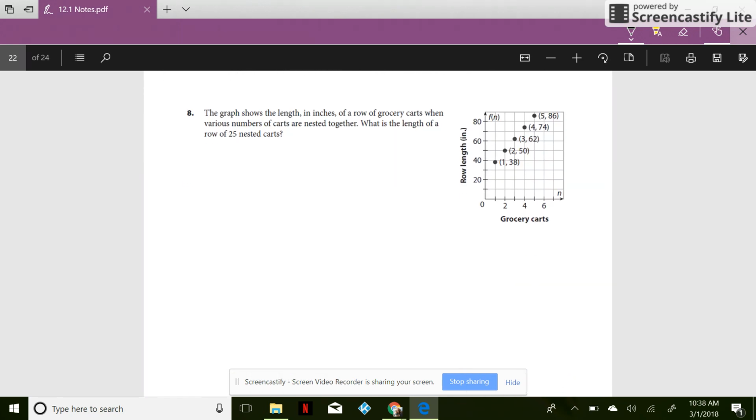The graph shows the length in inches of a row of grocery carts when various numbers of carts are nested together. What's the length of row 25 of nested carts? So based off of the points here, you can see our original point is at 1, 38. So we have one cart, its length will be 38 inches. So we need to find out what the common difference is. So I just picked another point at 5, 86. So subtracting those values, essentially you're finding the slope of that line since it's arithmetic. 86 minus 38 over 5 minus 1, that common difference then is going to be 12.